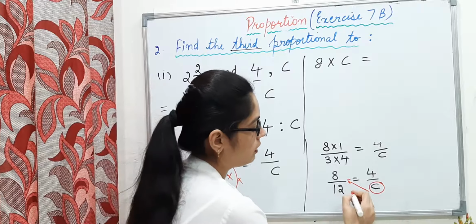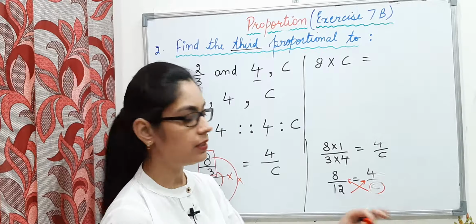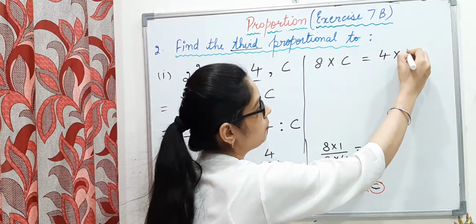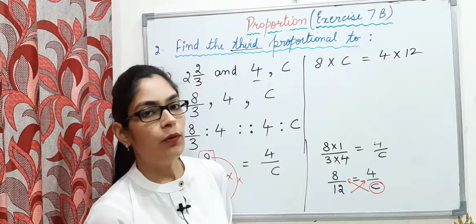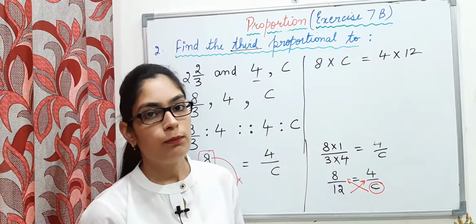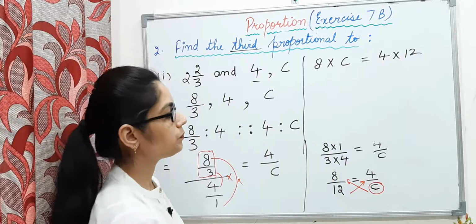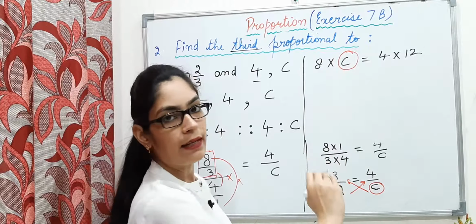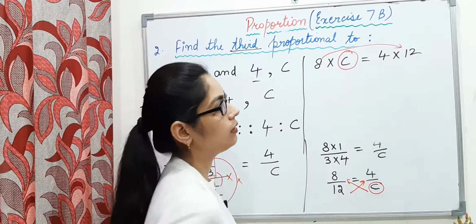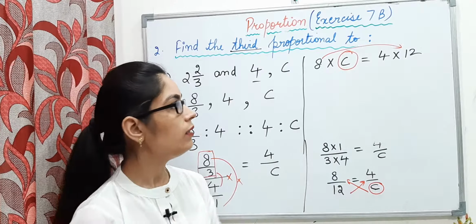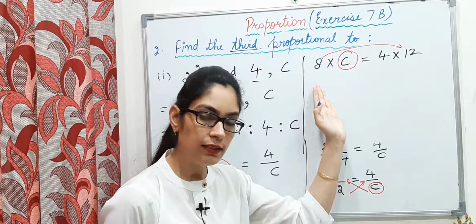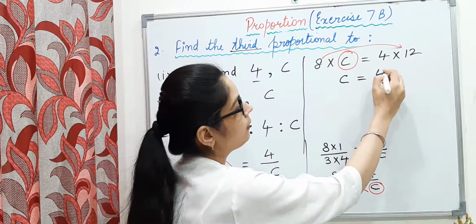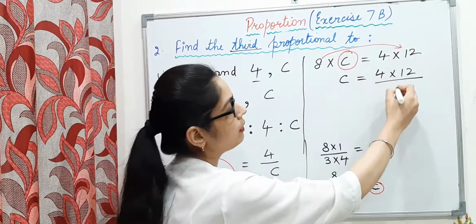Same with this 12 also. 12 we can shift to the other side. Here it is getting divided, so when I change its side, it will get multiplied. Now, it has become similar to the product of extremes and product of means. So, c we have to find, so we will write c on this side and shift 8 to the other side, because whatever quantity we have to find, we write on one side, and all the other things we shift to the other side. So, c is getting multiplied by 8. When I shift 8 to the other side, it will get divided.